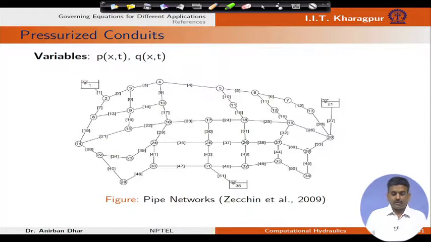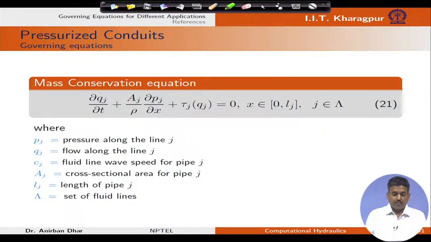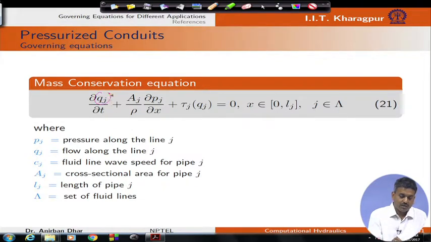So, if we consider pressurized conduits in a network system, then we need to solve again the mass conservation equation that is represented by this particular equation, where Q is flow along line J and P is pressure along line J, area is represented by Aj, rho is density, tau J is another term which is represented, this is the cross sectional area for pipe J, and Lj is the length of the pipe, and this capital lambda is the set of fluid lines.